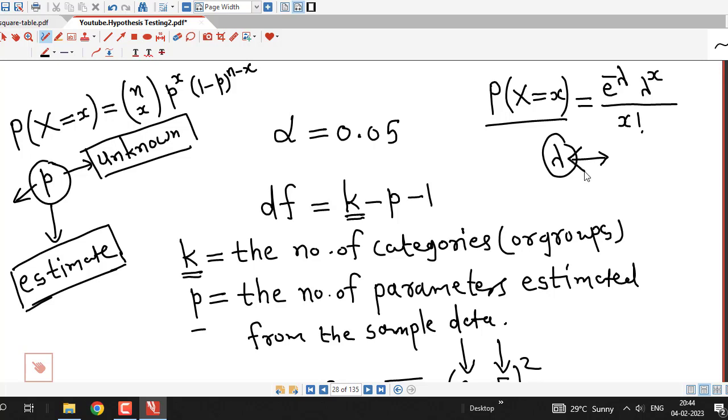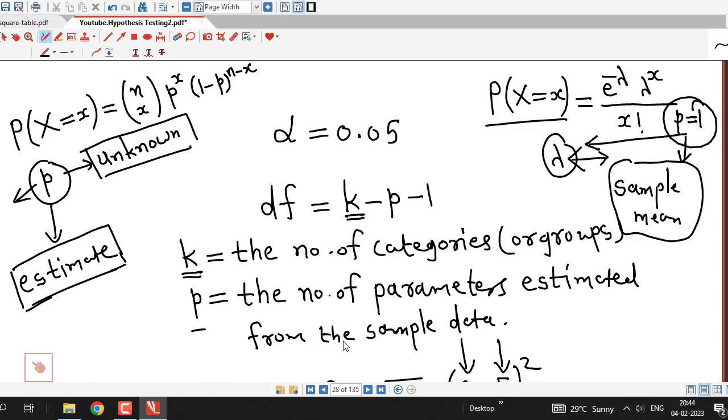Now suppose lambda is not given, then we will use sample mean as an estimator of that population parameter lambda. So in that case we are estimating one parameter lambda from the sample data. We are using this sample mean to estimate that parameter lambda. So in that case we will consider small p equal to 1. So that is the idea of this small p in the formula of degrees of freedom. Small k is the number of categories or groups. Small p is the number of parameters estimated from the sample data.